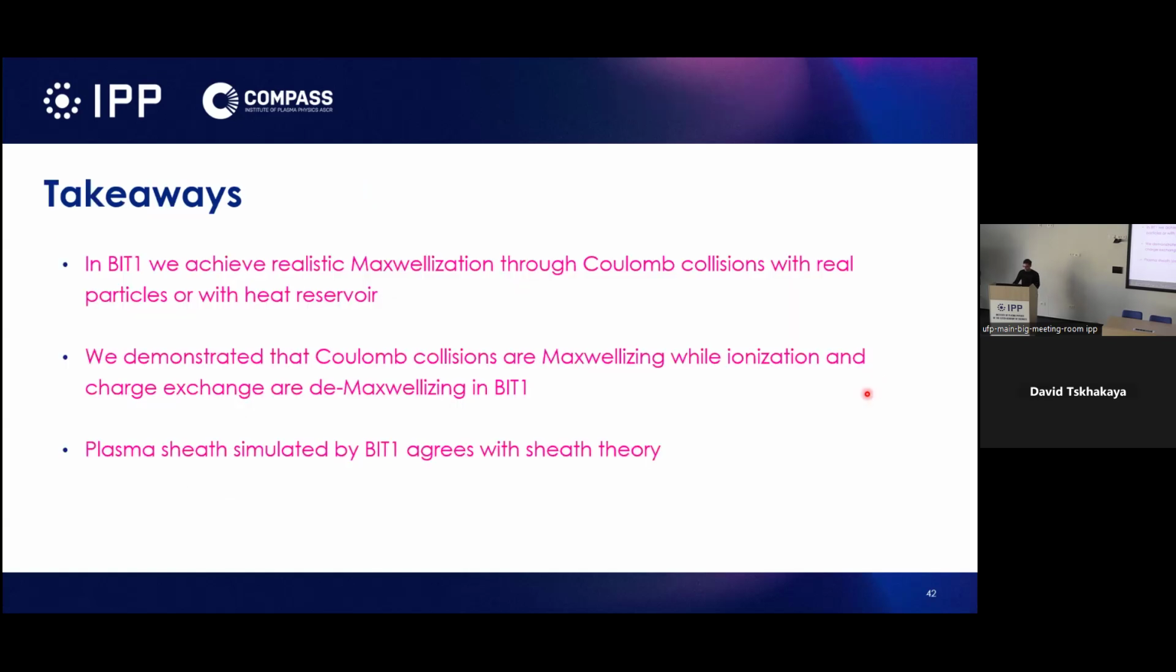The key takeaways here would be that when you're making your BIT1 simulations and you want to have a Maxwellian plasma, you can achieve it either through Coulomb collisions if you have sufficient system parameters, or you can turn on the heating. We also demonstrate that the Coulomb collisions are nicely Maxwellizing, while ionization and charge exchange cause demaxwellization of the distribution functions, and that the plasma sheath as simulated by BIT1 agrees very well with the usual sheath theory.